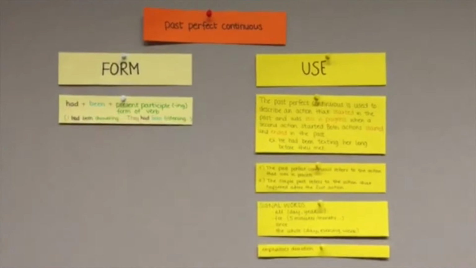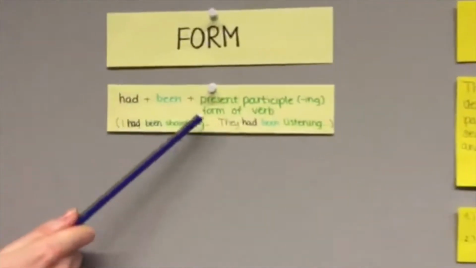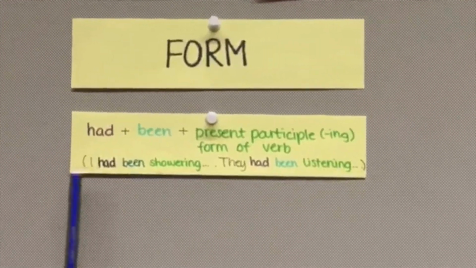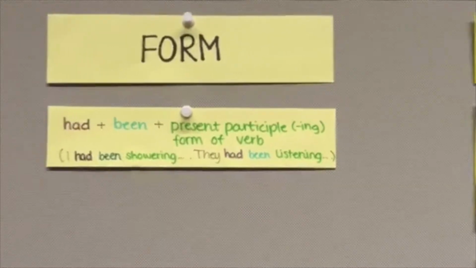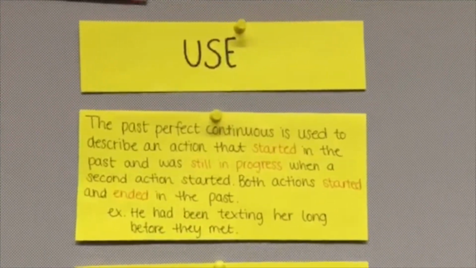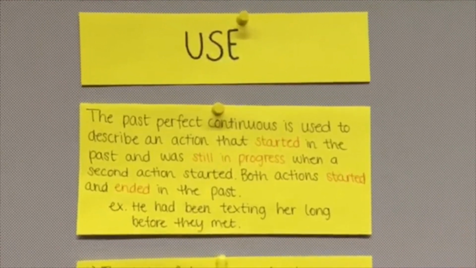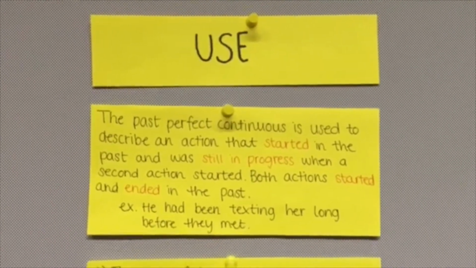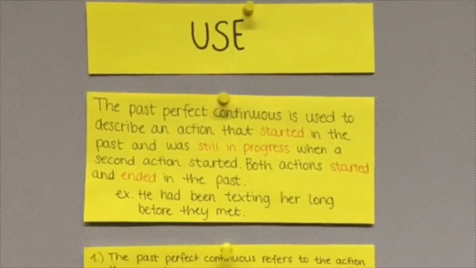Now the past perfect continuous. The form is had plus been plus the present participle form of the verb. For example, I had been showering, they had been listening. The past perfect continuous is used to describe an action that started in the past and was still in progress when a second action started. Both actions started and ended in the past. For example, he had been texting her long before they met.